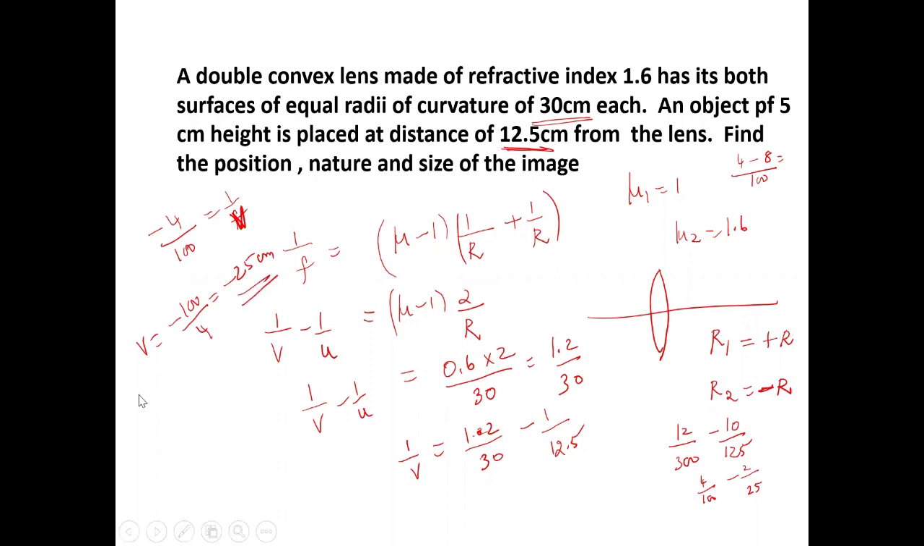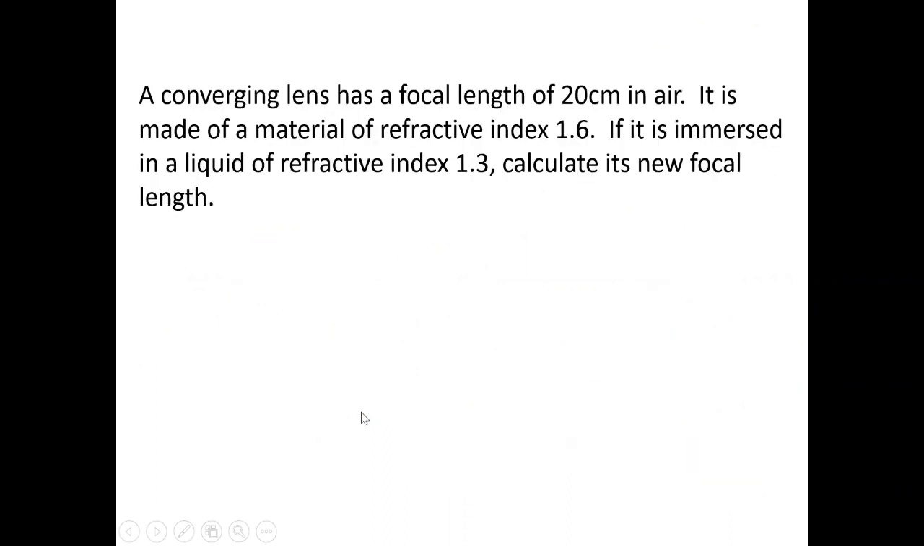Am I correct? Yes, ma'am. So what is the nature? v is negative, na? It is on the same side as the object, so it is virtual. Okay. So you can get the magnification m is equal to v by u, which is h dash by h. So you can get h dash. h dash should be positive here because it is virtual. Okay. So tell the children when they are doing problems, they should be very careful with the sign convention.